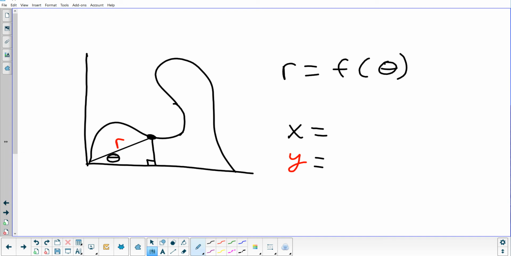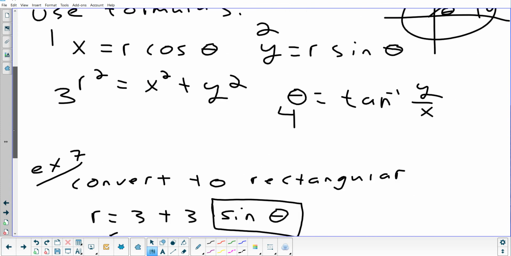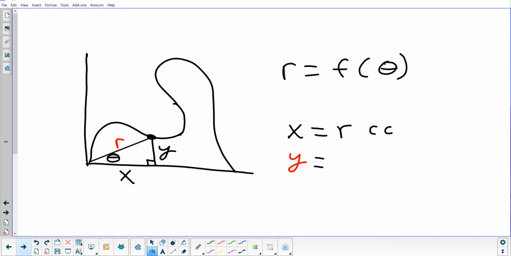Make a triangle. This side is x, this side is y. If I just wanted the coordinates of that one single point, forget about anything else here, just focus on that one point. The x formula, we just wrote it down, is r cosine theta. And the y formula is r sine theta.